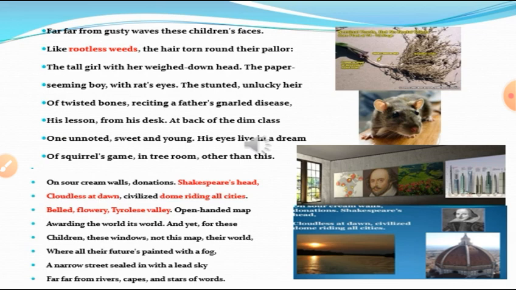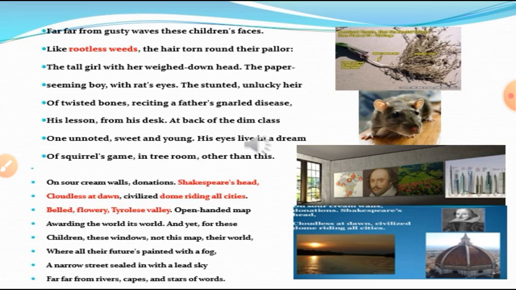Far, far from gusty waves, these children's faces, like rootless weeds, the hair torn round their pallor. The tall girl with her weighed down head. The paper-seeming boy with red eyes. The stunted, unlucky heir of twisted bones, reciting a father's gnarled disease, his lesson from his desk at back of the dim class. One, unnoted, sweet and young, his eyes live in a dream of squirrel's game, in tree room other than this.